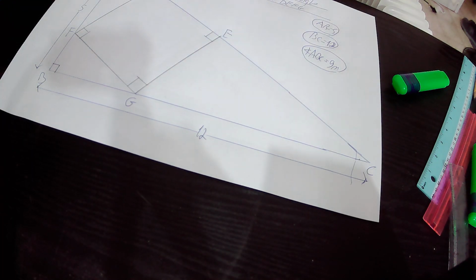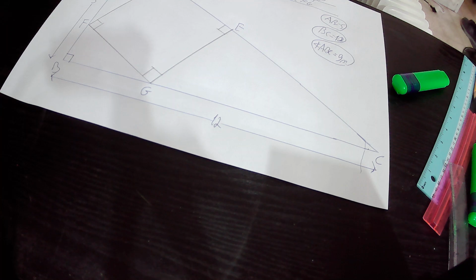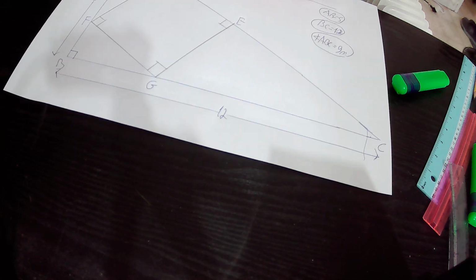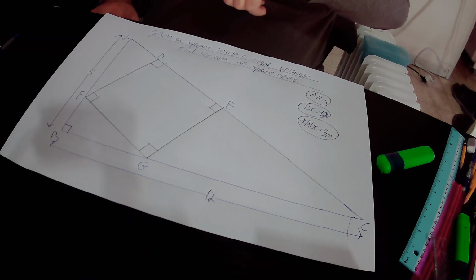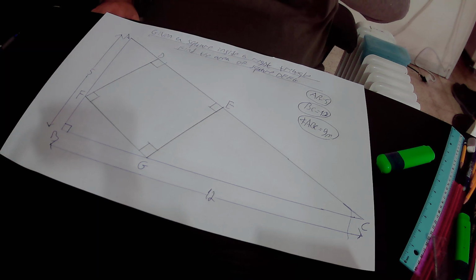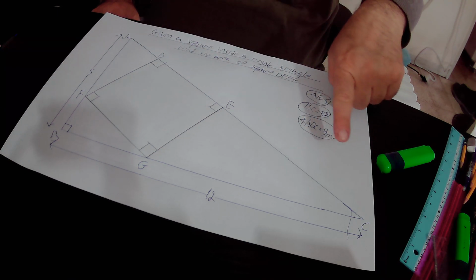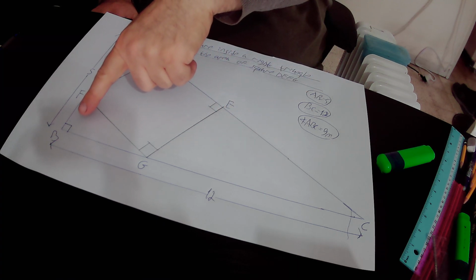Hello, in this lecture we'll find out the area of a square. In the drawing we have the right triangle ABC, and we know that side AB equals 5 units, side BC equals 12 units, and angle ABC equals 90 degrees.